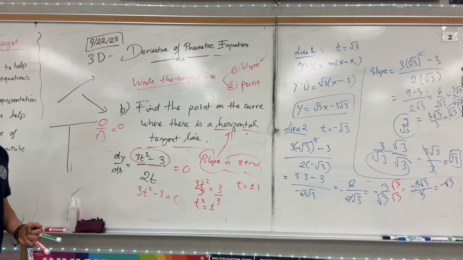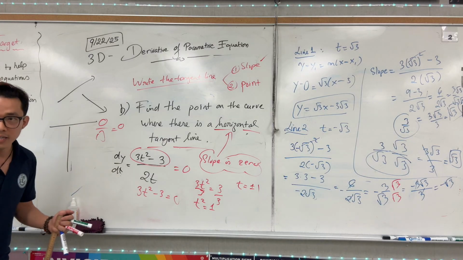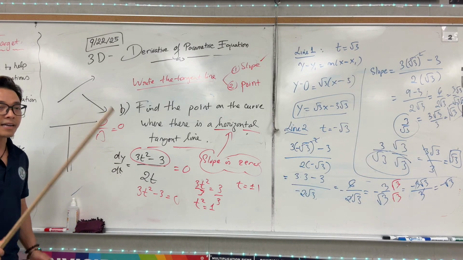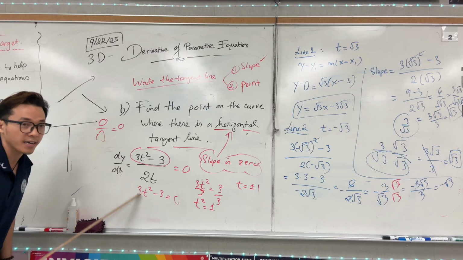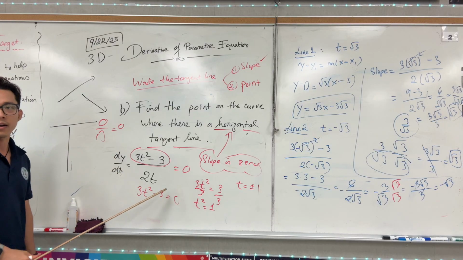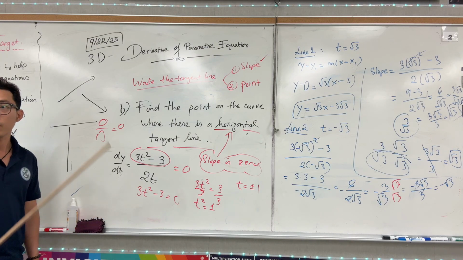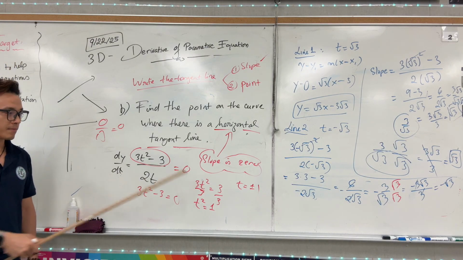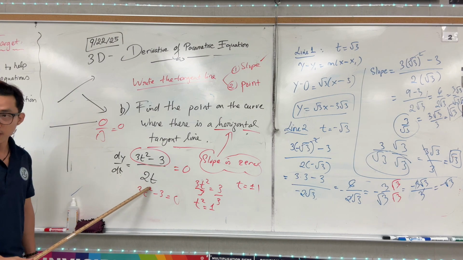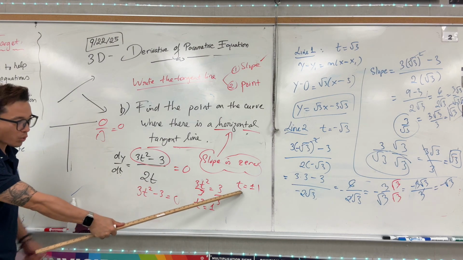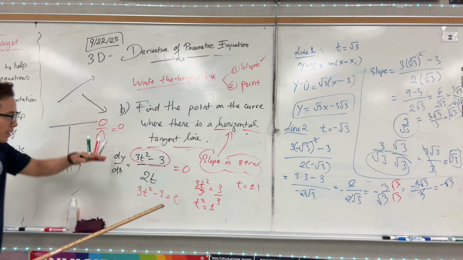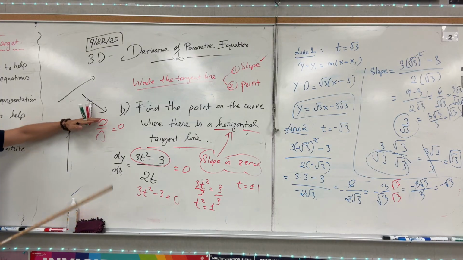So if I ask you to find the vertical tangent line, that means you're going to find the value so that the whole thing here is undefined. Where is it undefined? The bottom being 0 is undefined, right? Plus or minus 1 is going to make this one become 0. That means the horizontal slope, okay?